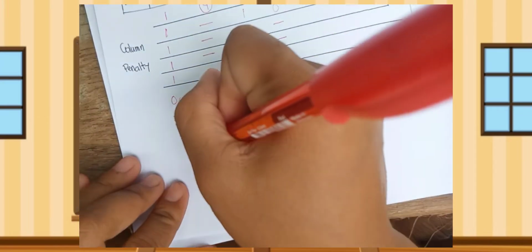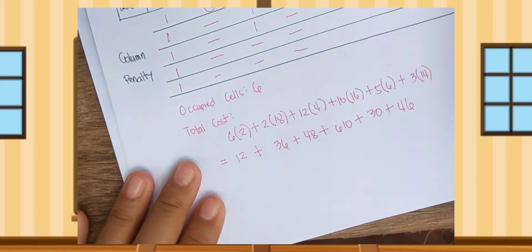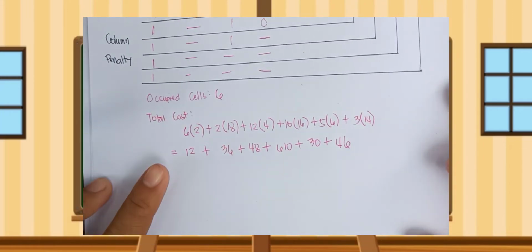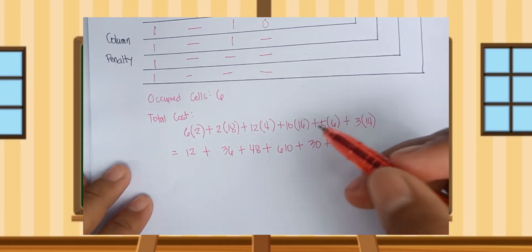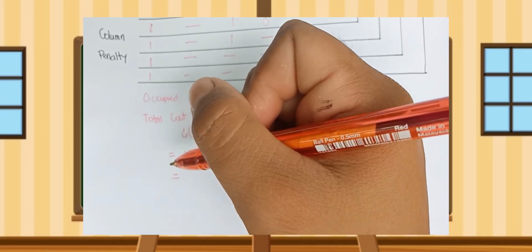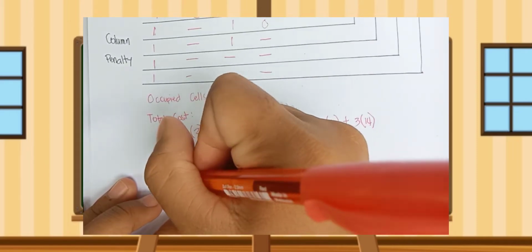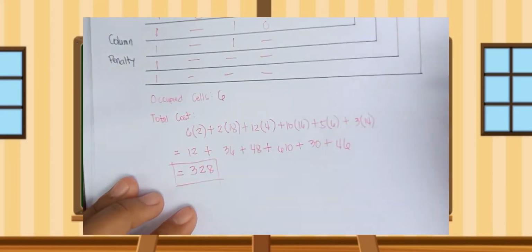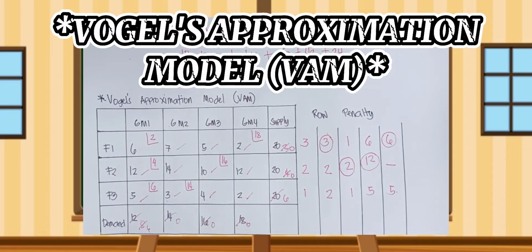So we will total this. So we have 12 plus 36 plus 48 plus 610 plus 30 and lastly plus 46. So overall, we have a total of 328. So this is the total cost of our VOGEL'S approximation model.